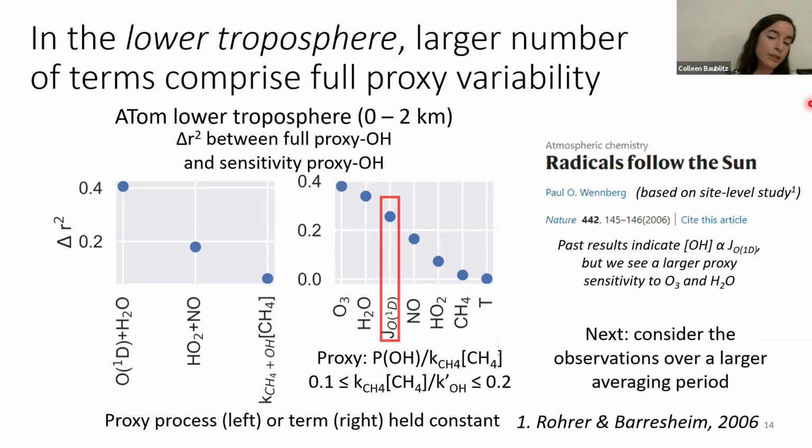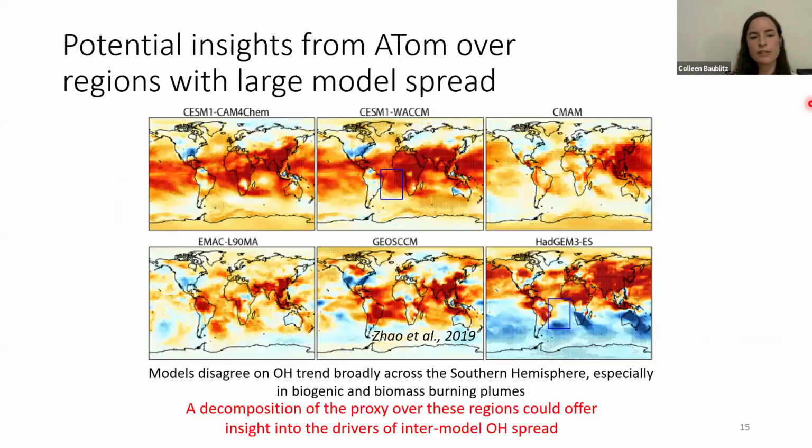Okay, and so what I would like to do next in that context is consider the OH sensitivity in terms of a larger averaging period. And so to do that, I plan to bring in some model results that might help to clarify how this shifts when we consider, for example, a 24-hour average as opposed to the subset of temporal conditions that the ATOM observations reflect.